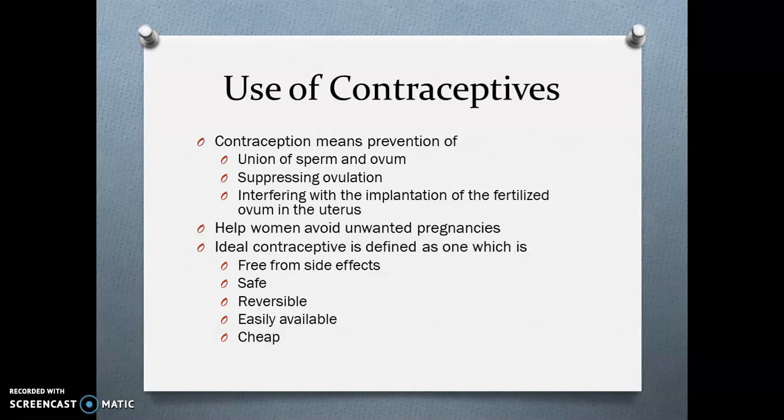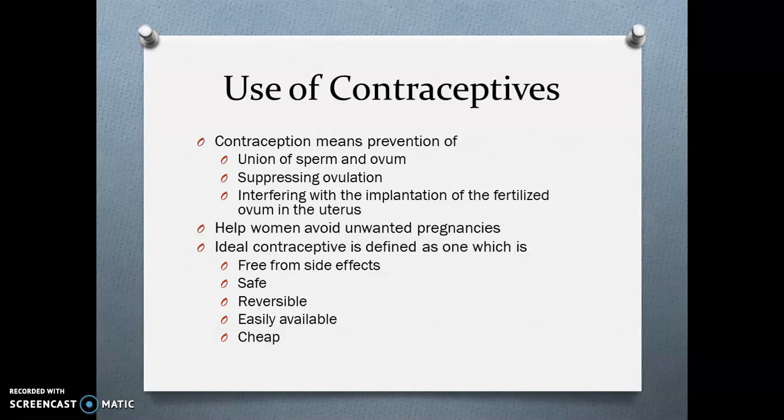You know that a child develops from a zygote, and the zygote is formed by the union of sperm and ovum. So if we prevent the union of sperm and ovum, the zygote will not be formed and the child will not be formed. And ovulation can be suppressed. That is another method of contraception. If ovulation is suppressed, the ovum will not be formed and fertilization will not occur.